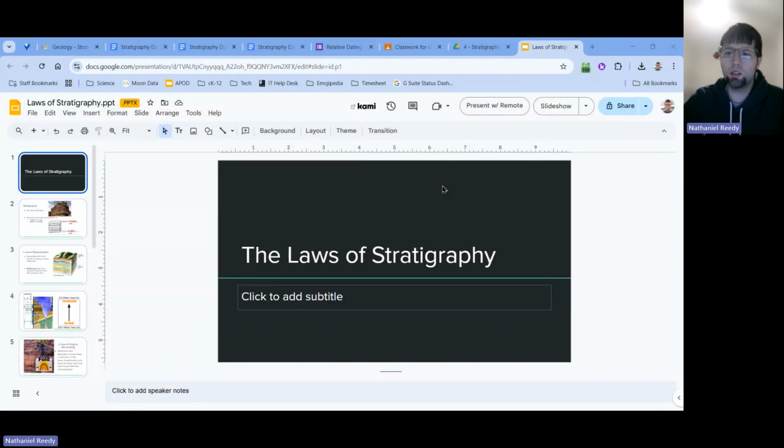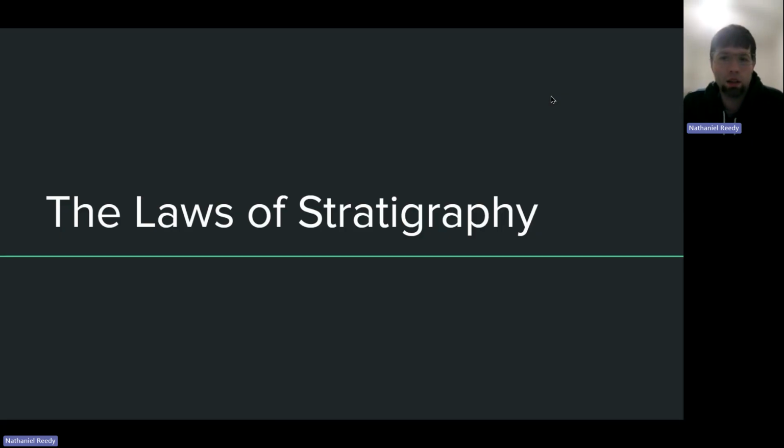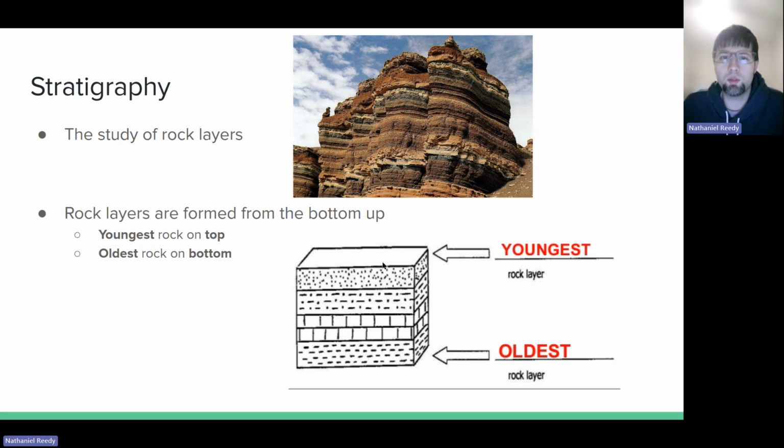Some of these laws you've already learned as a part of class, but there are some things I want to share with you. At the very end of this video, we're going to do an example for one of the assignments you're going to do today. So here we go, laws of stratigraphy. This is talking about sedimentary rock layers, and there's the definition for stratigraphy right there.